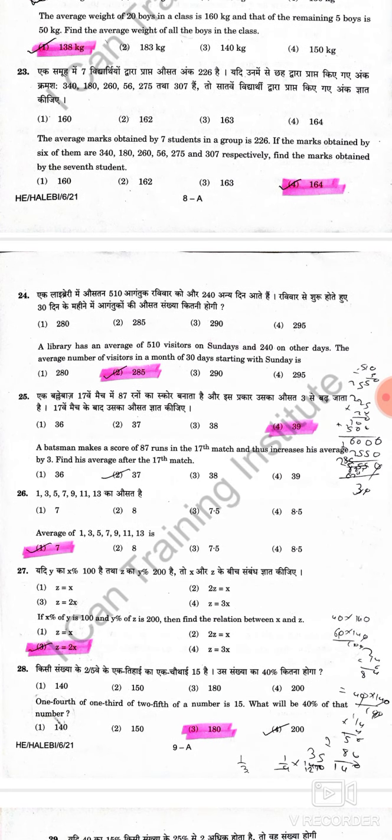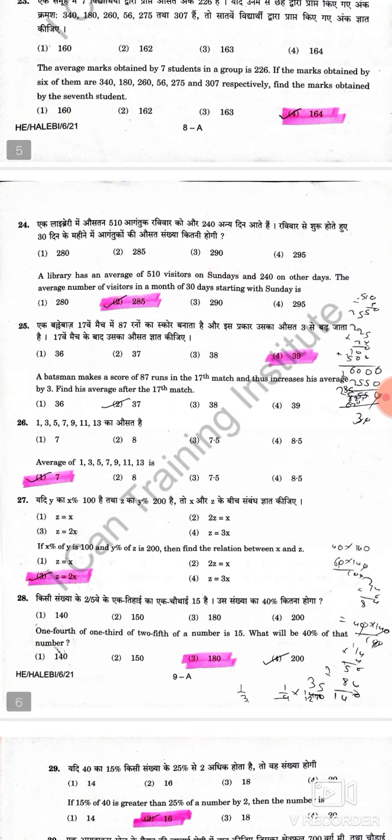Question number 24. A library has an average of 510 visitors on Sundays and 240 on other days. The average number of visitors in a month of 30 days starting with Sunday is, and the answer is option number 2. Question number 25.